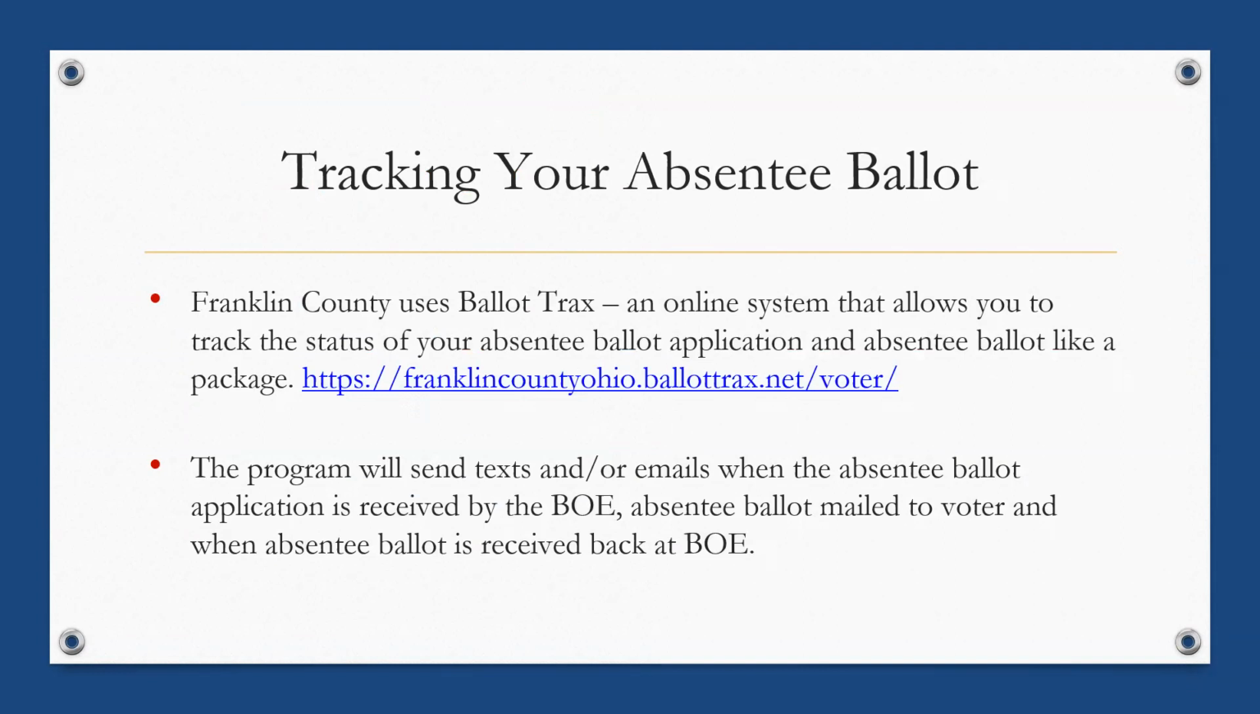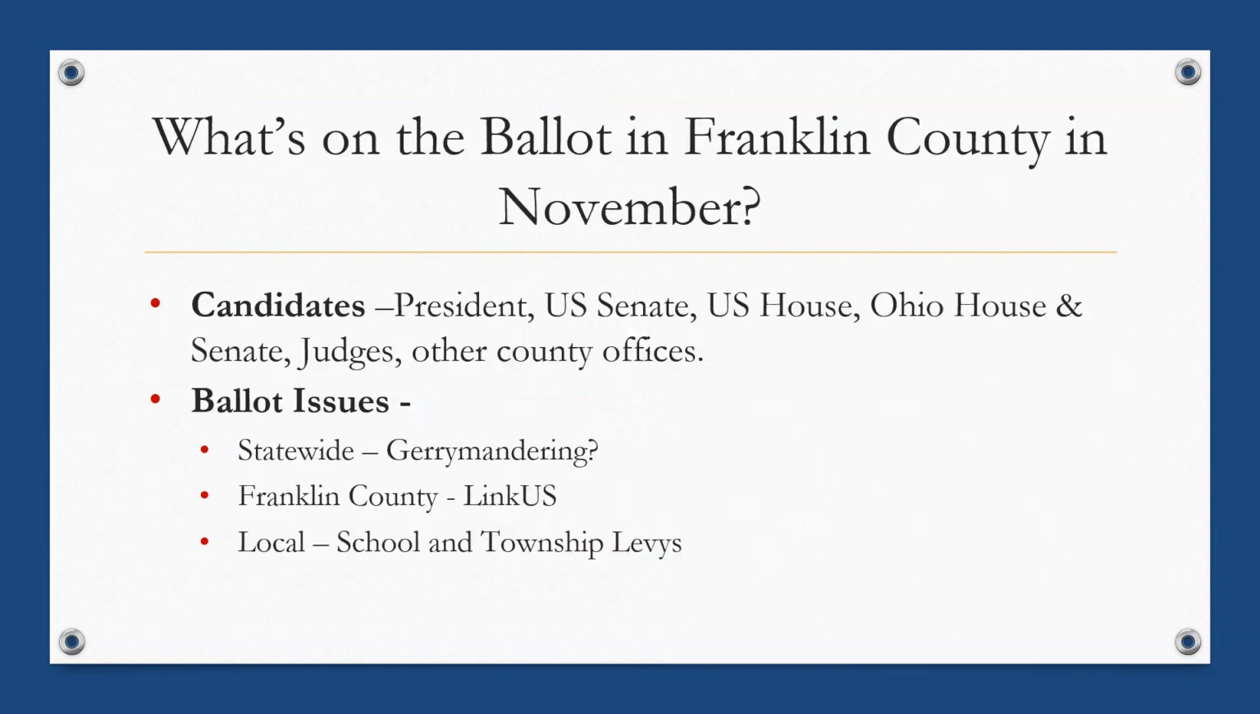It will either email you or text you notifications whenever your request form is received by the Board of Elections. Another notification will be sent to you when the board mails out your absentee ballot. And then a third notification goes to you when the Board of Elections has received your completed ballot and has processed it. So you can kind of keep track of it through the whole process.